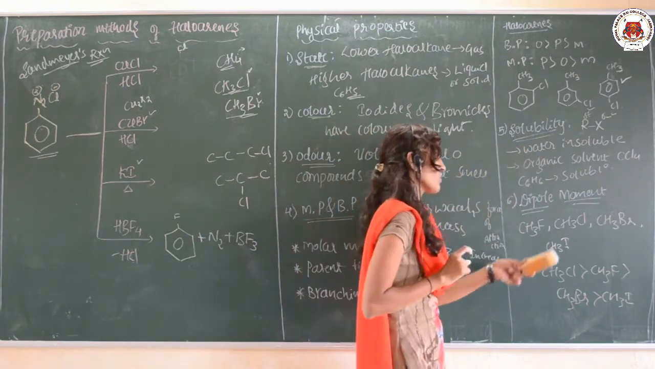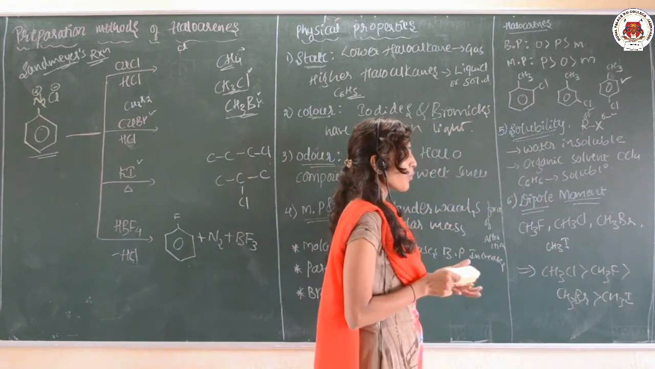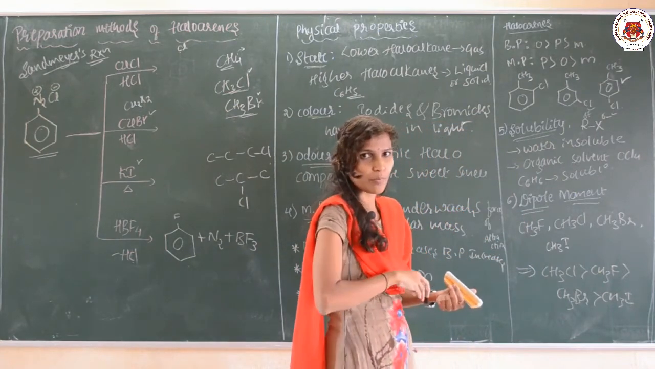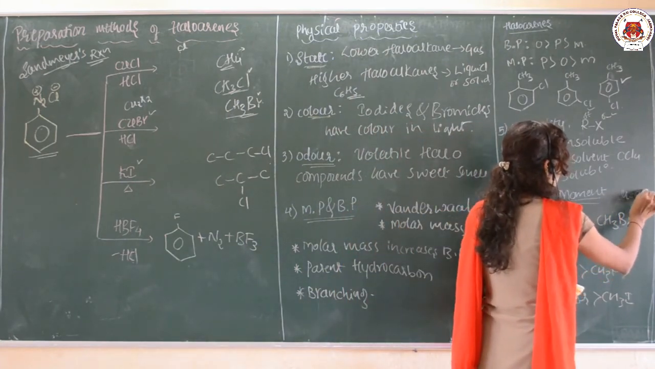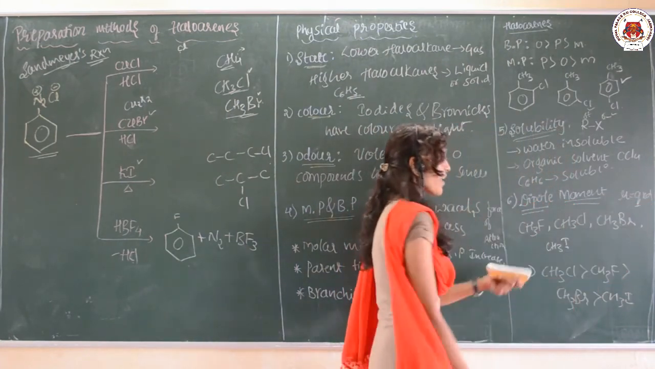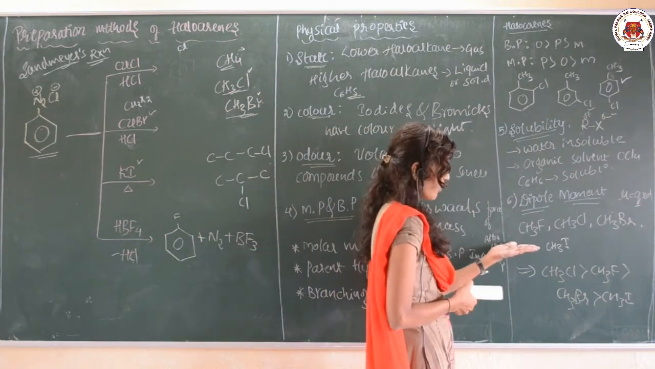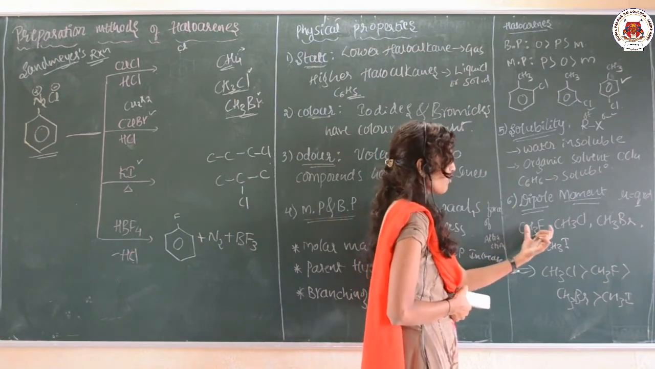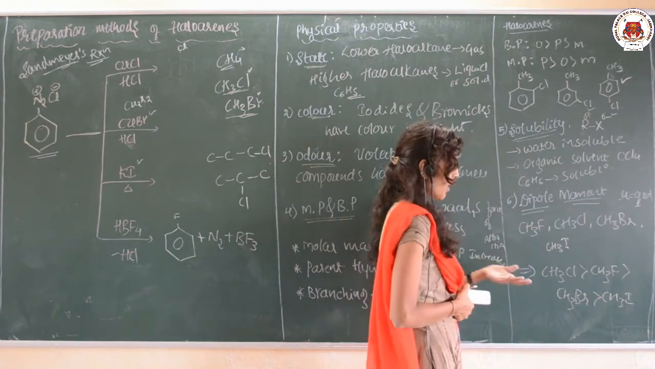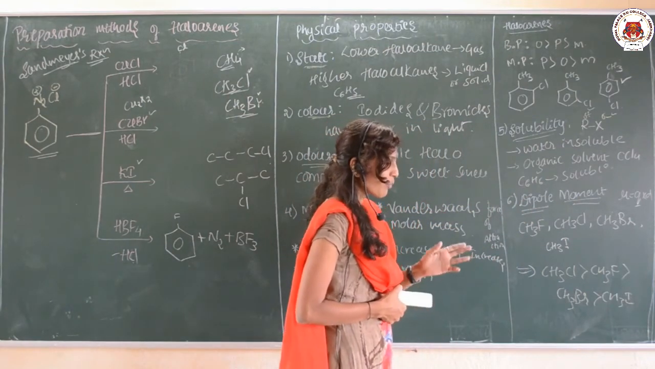And last one is regarding the dipole moment. Already I explained to you dipole moment in one of the videos. You can follow the previous video. Dipole moment is nothing but mu equals q into d. It depends upon the charge as well as distance. Sometimes they are going to give you a question like this. Suppose they have given the methyl derivatives, that is methyl fluoride, chloride, bromide, iodide. Arrange the following in the increasing order of dipole moment.